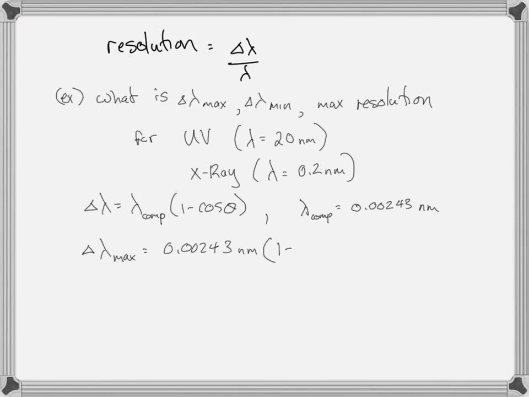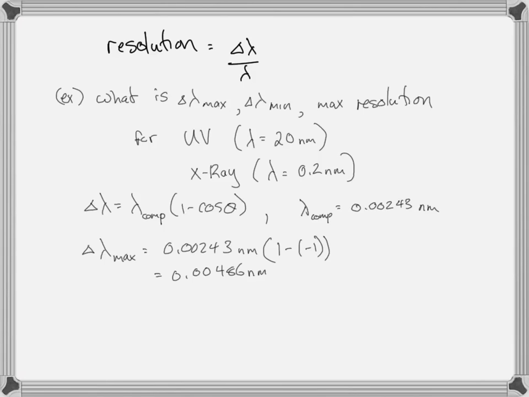And the maximum we get when cosine theta equals -1. That's when you're going to get a maximum value. And so therefore the delta lambda maximum is 2 times 0.00243, which is 0.00486 nanometers. Okay, so it's a pretty small number. Don't know if that's obvious, but whatever. It is what it is. And that's our delta lambda maximum.